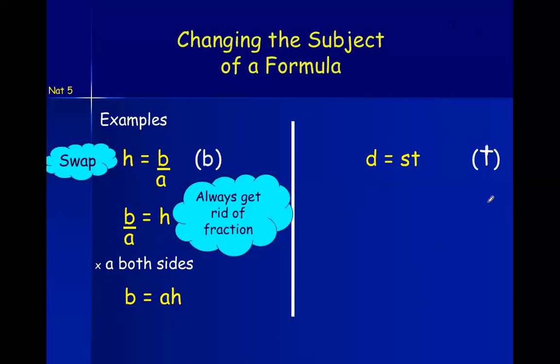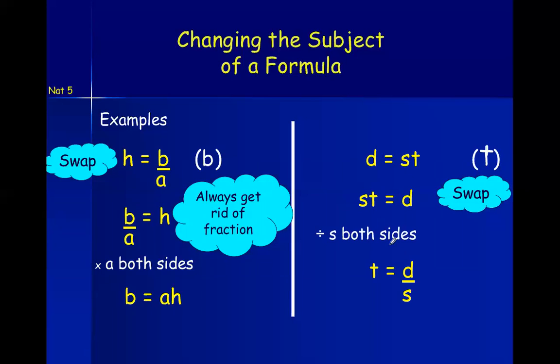Sorry, I'm just writing this down. Okay. So for the next one, I've got a times. First of all, we'll swap it. So we do ST equal D. And I've got S times T. What's the opposite of timing by T? Timing by S, divide by S. So divide by S both sides, and I get my final answer, T equal D divided by S.